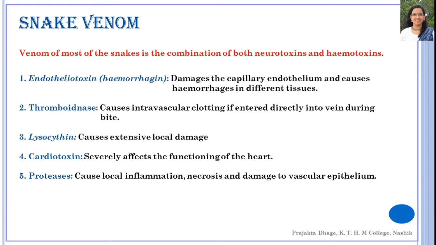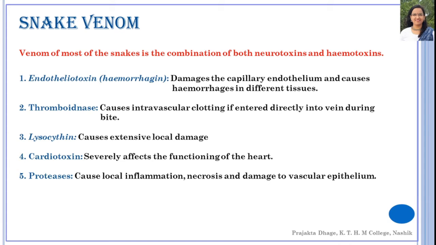Dried venom can be stored for a very long time, with its lethal properties still maintained. It is equally fatal when dissolved in water, salt solution, or glycerine. Venom of most snakes is a combination of both neurotoxins and hemotoxins. The neurotoxins affect the nervous system, and hemotoxins affect the tissues and also the blood cells, or the RBCs.